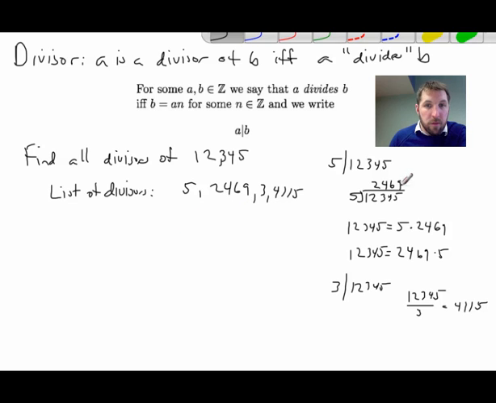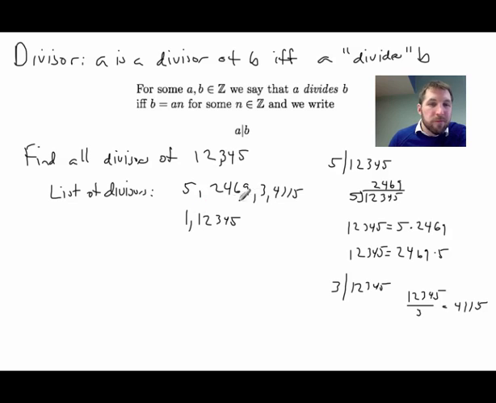And since we hopefully notice that these numbers are coming in pairs, you'll see that 12,345 is also a divisor. So we add to our list 1 and 12,345. Okay. So in general, 1 and the number itself are always going to be in the list of divisors. All right, great. Okay, so we have 1.